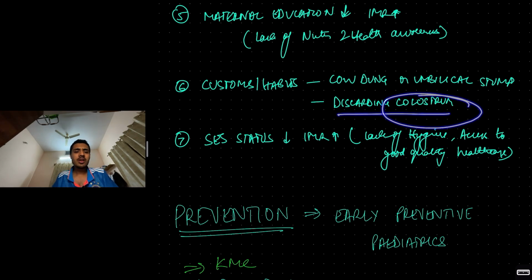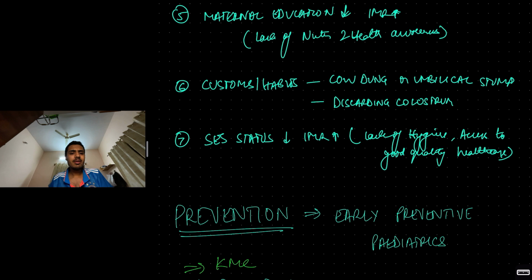Discarding the colostrum. Colostrum has a lot of antibodies and a lot of nutrients, so it is very, very important. But in some communities, they discard the colostrum. So all this can increase the risk of infant mortality rate.